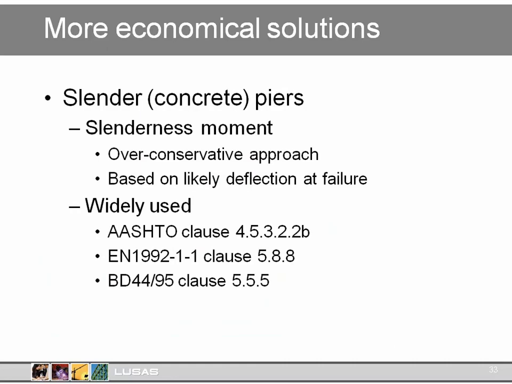Slender concrete piers provide another example of where following the code can be very conservative. Using the maximum axial load with a codified slenderness moment to allow for buckling is a very conservative approach, because the slenderness moment from the code is based on the likely deflection of the pier at failure. This slenderness moment approach is nonetheless widely adopted in codes including AASHTO and the Eurocode.